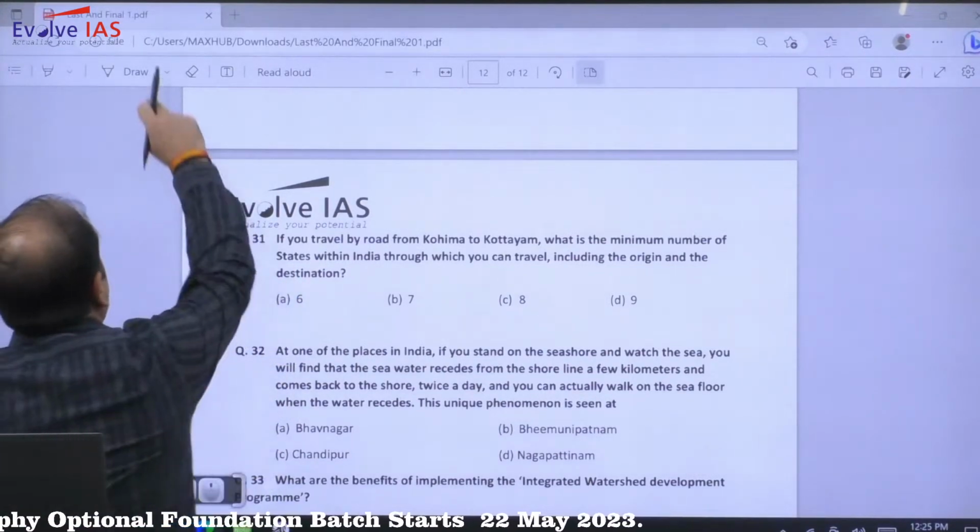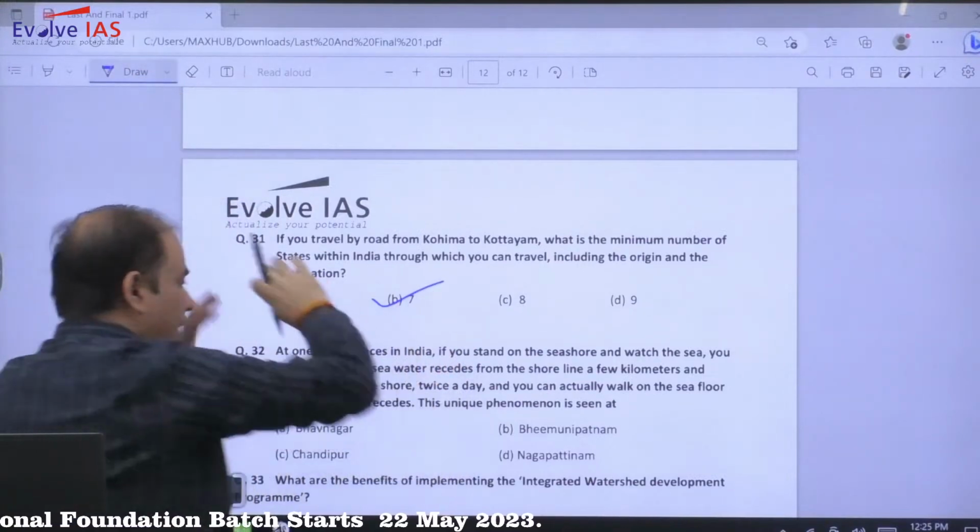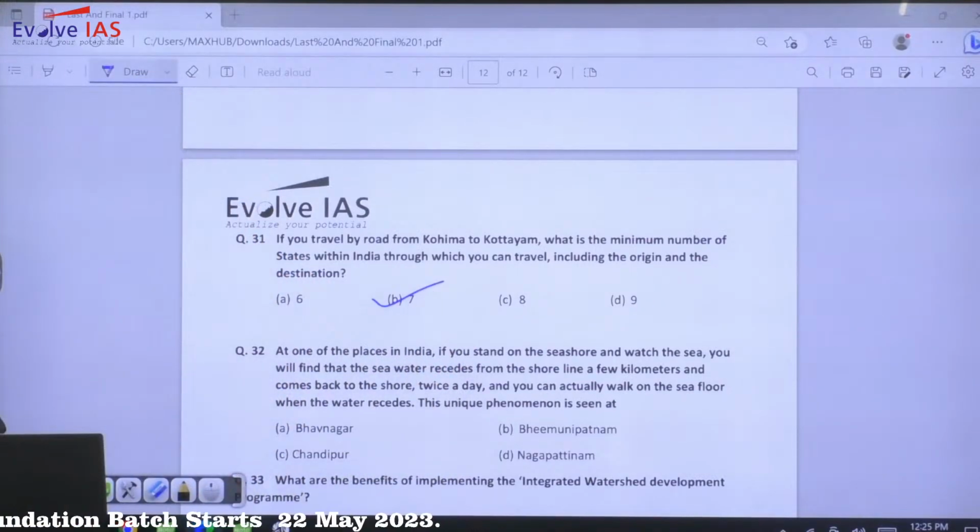So this type of question will become a cakewalk for you if you have a good visualization of the maps. And that will only happen if you have done the map work properly.